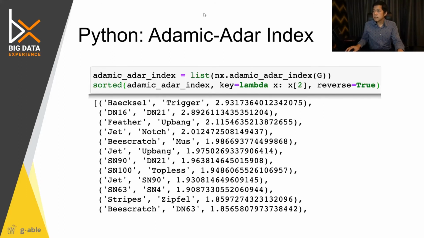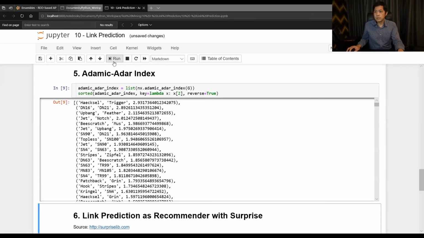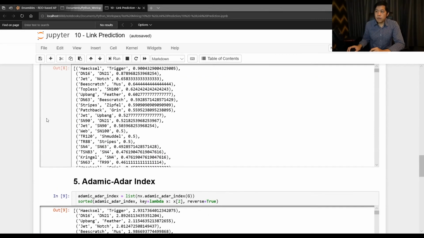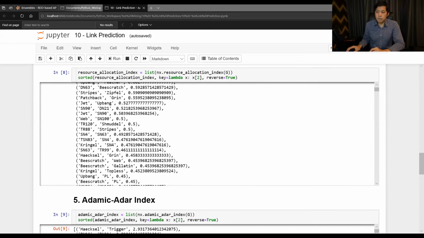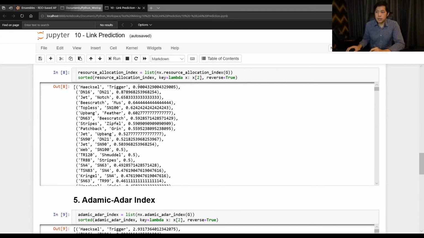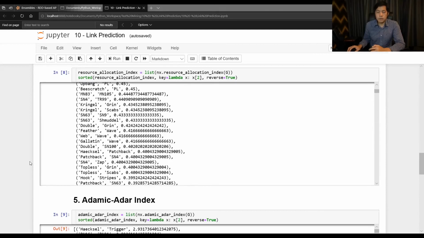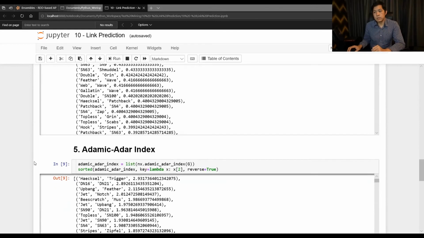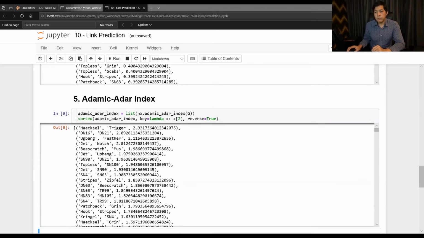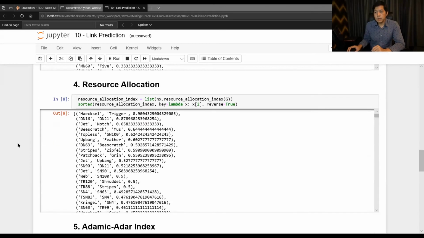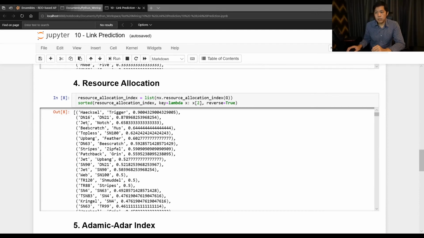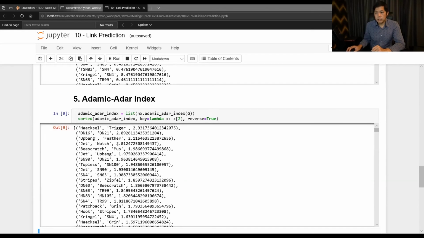Okay, switch to Adamic Adar. Run it. Right, so if you take a look at the values, they are kind of normalized, going from 0.9 down to some lower values, because it's 1 and over some values. But for this one, the rank is quite similar. Jet and Notch come at the third one, but here Jet and Notch come at the fourth one. The rank switches a bit.